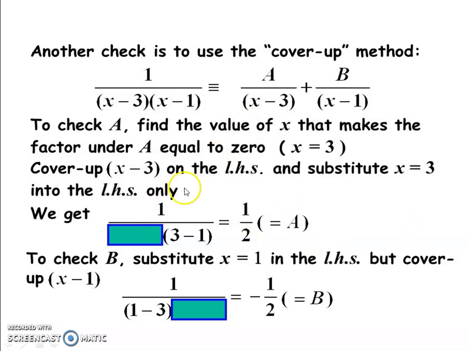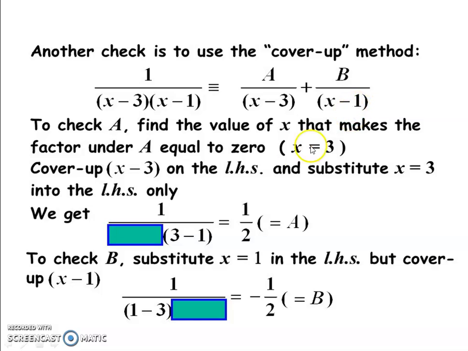So what do we have to derive? First we put the value x equal to 3. Here 3 minus 3 gives the value 0, so we neglect that term. Then 3 minus 1 is 2, so what we have derived is 1 upon 2. So capital A will be 1 upon 2.